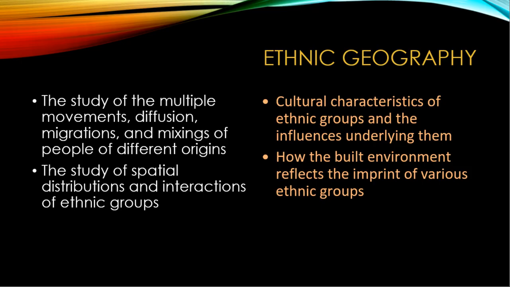Okay, so when we talk about ethnic geography, we're talking about movement, diffusion, migration, mixing, spatial distribution, and interactions. The cultural characteristics of ethnic groups and the influences underlying them are going to be the ultimate outcome of this study. And so we look at the built environment. That's all the stuff that you see, and it's like a book. You can see layers of ethnic groups that have been in places. And that's kind of a cool thing.